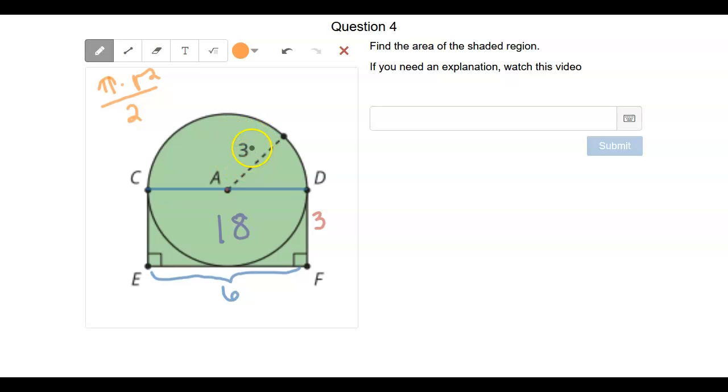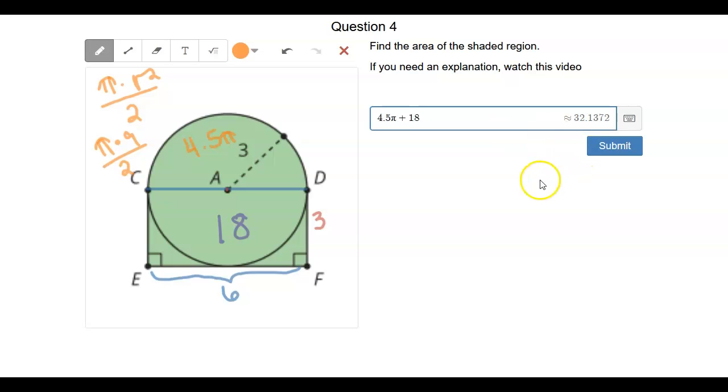Well, the radius is 3, and if we square 3, we get 9. So this would be pi times 9 divided by 2. And we can either leave it like this, or we can divide the 9 by 2, which would give us 4.5. So we could say 4.5 pi. So now all I have to do is add these two pieces together. So we would have to do 4.5 pi plus 18, and that would give us the total area of this shaded space.